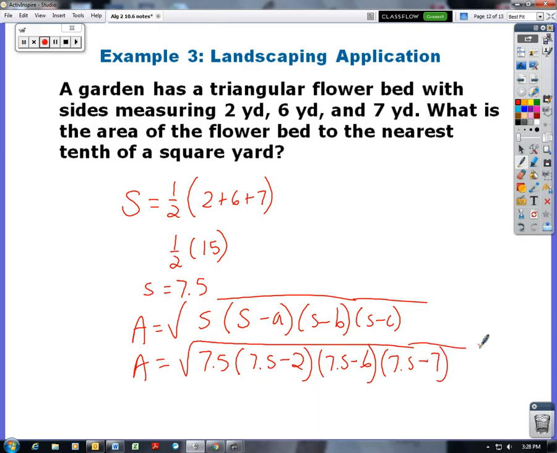And you can type all that in your calculator at once if you want, or you can simplify it a little bit, then multiply and take the square root. Give it a try. And looking at my notes here, it looks like I got 5.6 yards squared. Yeah, I was looking at square yards, all right.